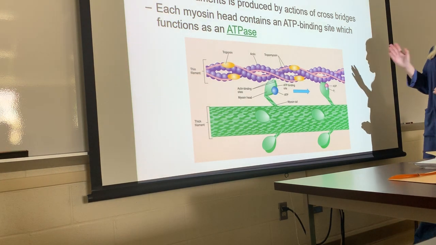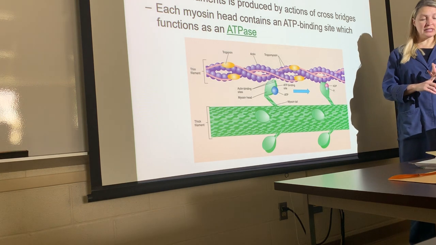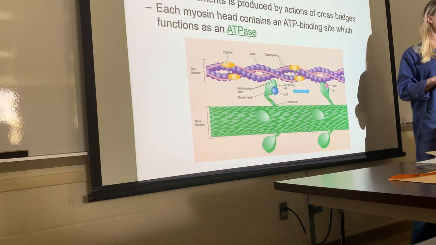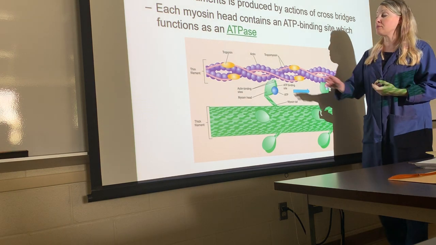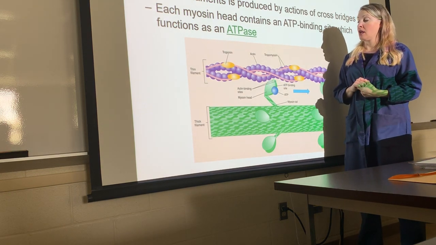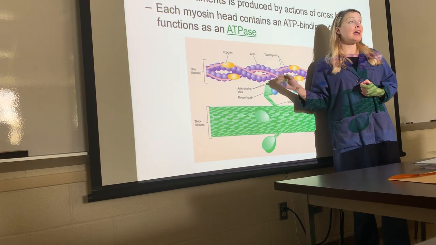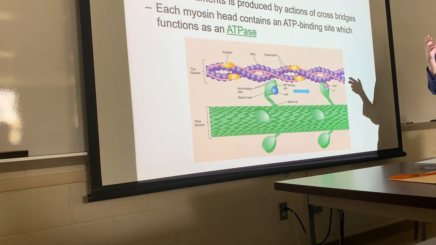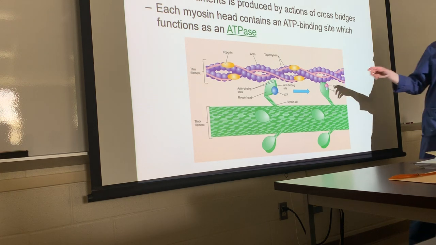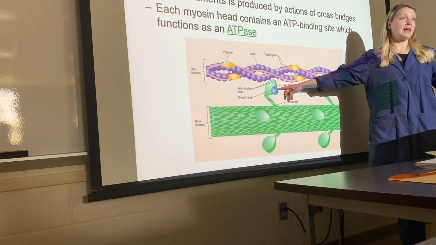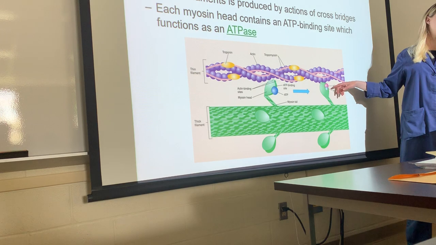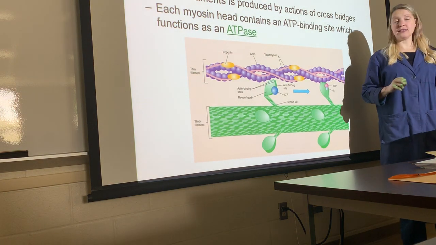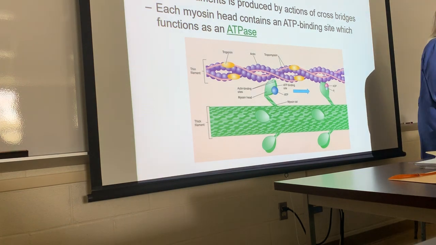So again, calcium's released from the SR, binds to troponin to move tropomyosin away from the myosin binding site on actin. Okay, but the other thing that has to occur for the cross bridge to actually occur, for myosin to bind to actin, is ATP has to bind to the head and be hydrolyzed into ADP and phosphate. Then the myosin head can reach up and grab the actin.